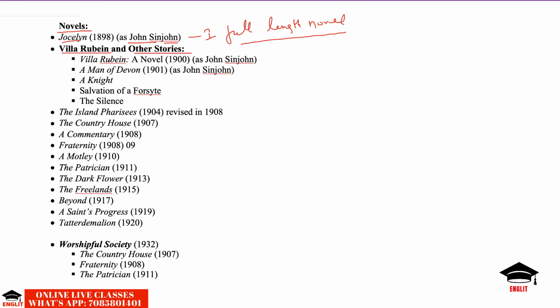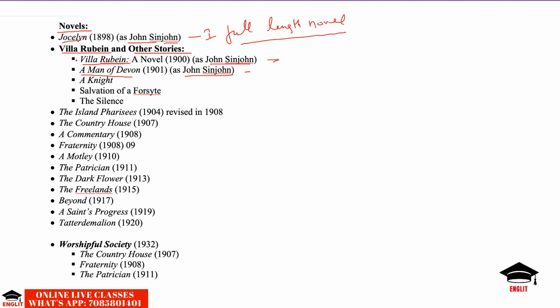और इस collection में क्या था? Villa Rubin was a novel that was also published under his pseudonym John St. John, and yet another novel, Man of Devon. This was also published under his name John St. John. So these three novels along with his story collection From the Four Winds were published under his pseudonym John St. John. Rest of the entire literary output was published under his own name.